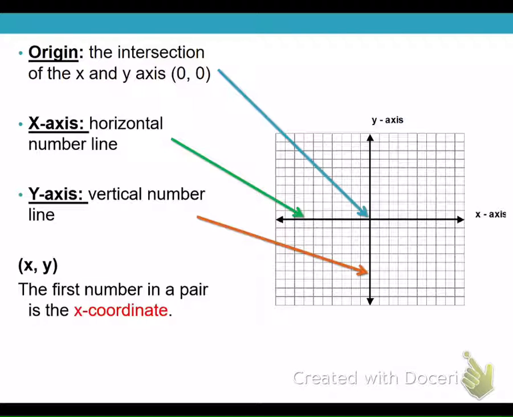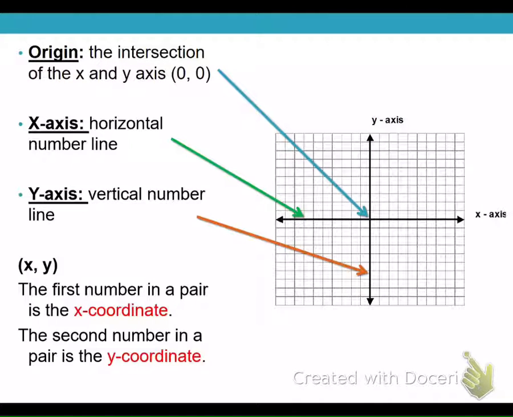All right. The first number in the ordered pair tells us what we're going to do in our X direction. So if this said 3, for example, on the X-axis, we'd go to the 3. The second number is called our Y. It tells us what we're going to do in the Y direction. So it tells us what we're going to do up and down. Okay?